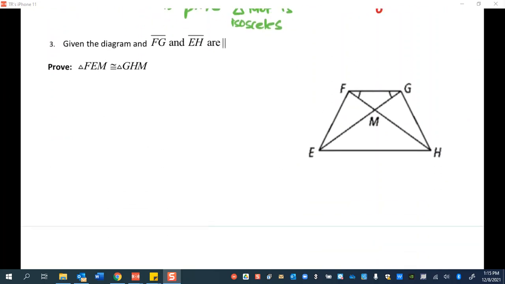All right, let's check out the next one. Given the diagram, FG and EH are parallel. All right, so if I have these two segments parallel, let's go ahead right now and talk about our alternating interior angles. So our first consideration is our alternating interior angles. Now my goal is to prove that FEM and GHM are congruent. I'm talking about these two triangles here.